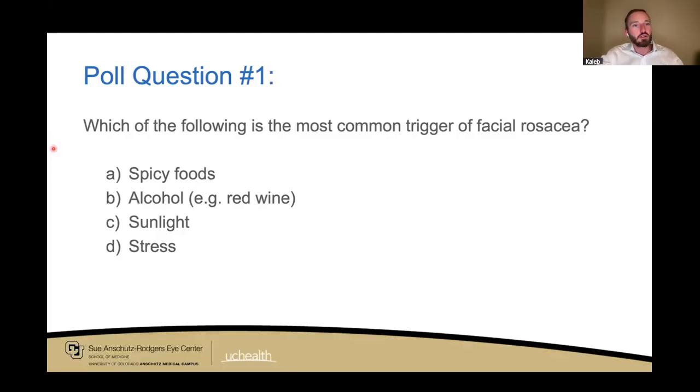So this brings us to our first polling question. Which of the following is the most common trigger of facial rosacea? Spicy foods, alcohol, sunlight, or stress? All right, the polling question is open. For those who are on phones, look for that polling question. Those that are on a computer, on the right side there, you can see the polls. People found them. They're starting to roll in.